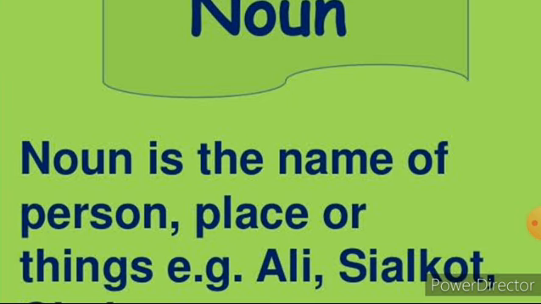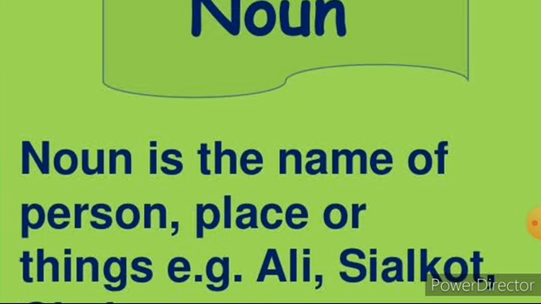First listen, children. Noun is the name of a person, place, animal or thing. That is known as a noun, or otherwise we can say a noun is a part of speech that identifies a person, a place, an animal or a thing. In short form we can represent it as: noun is a naming word. So keep this in mind, children.